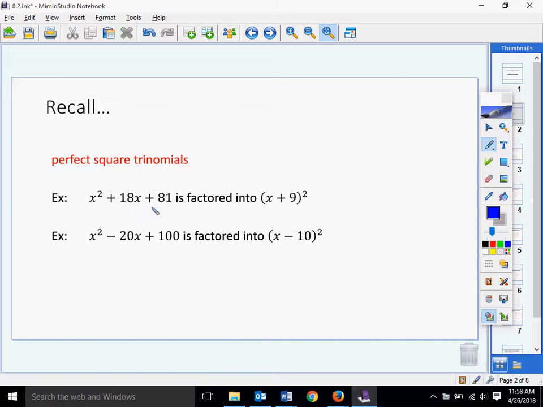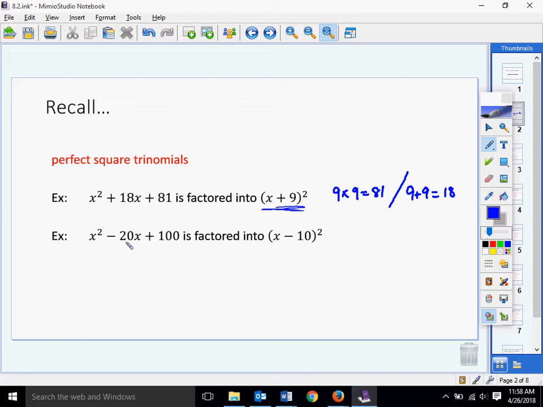So in this perfect square trinomial, I'm thinking about a number that multiplied by itself gives me 81 and added to itself gives me 18. So what I'm thinking is 9 times 9 gives me 81, and I also know that 9 plus 9 equals 18. Okay, so 9 is the magic number here, which means it's a positive 9. So I have x plus 9 squared. That's my perfect square trinomial factored form.